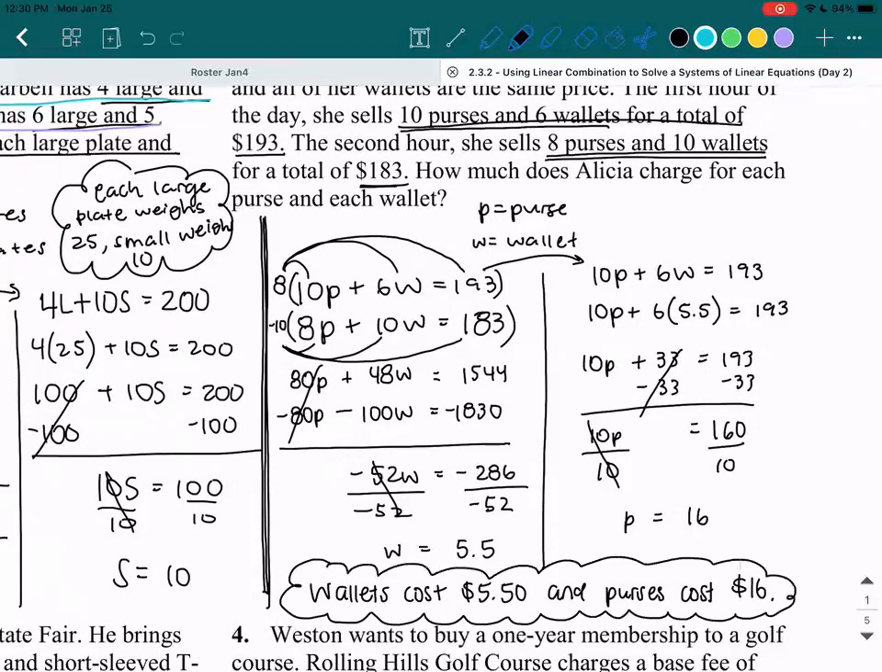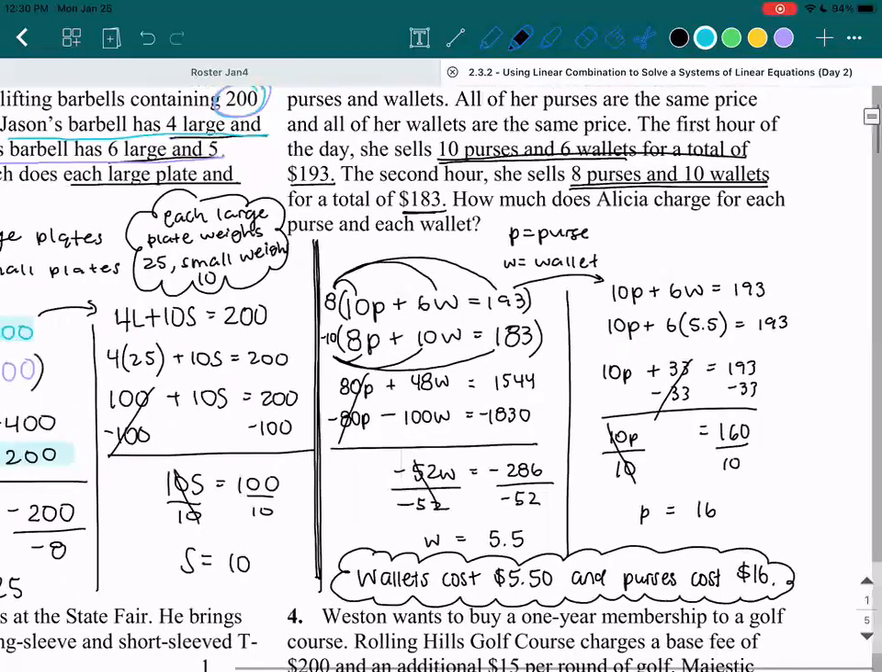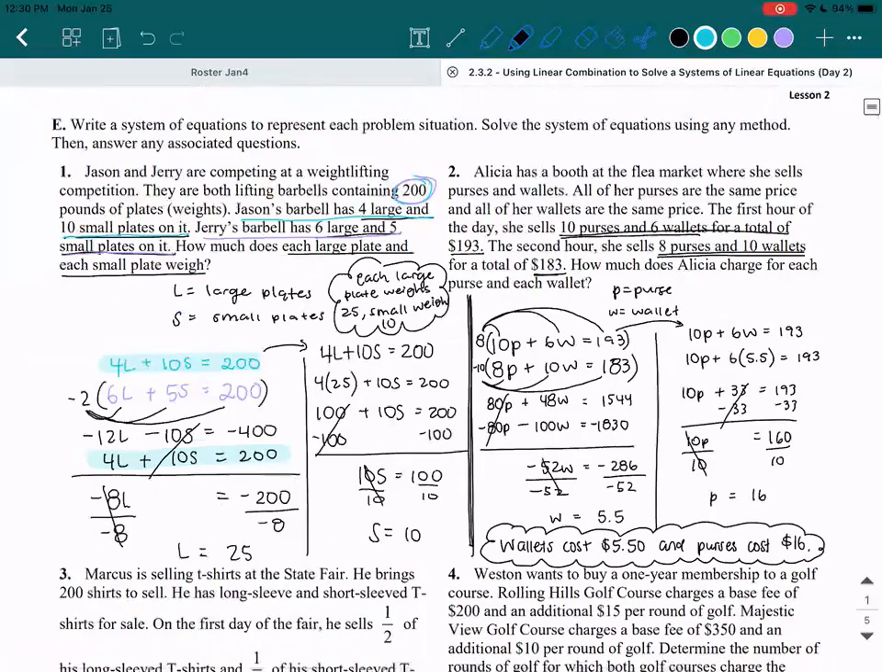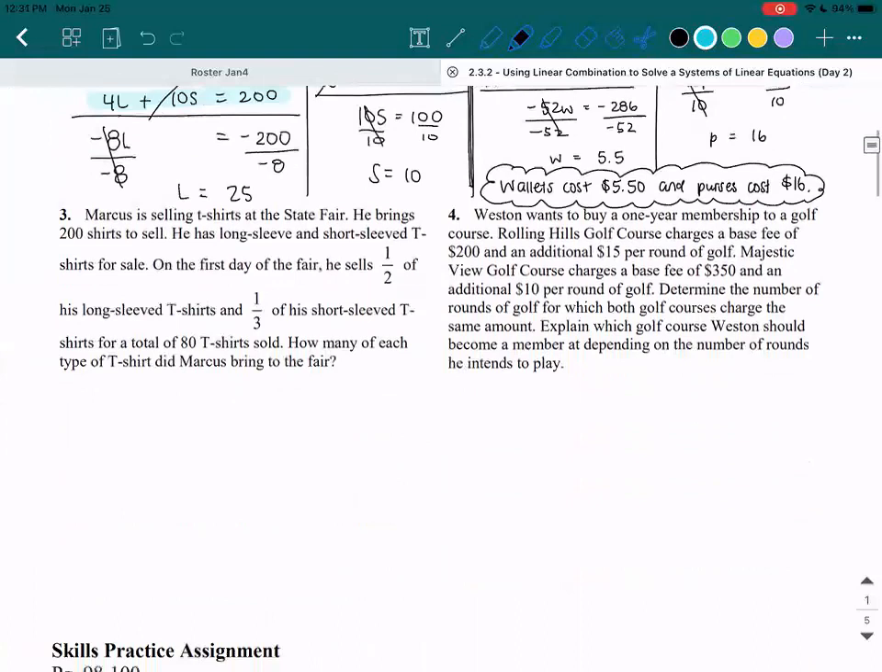All right, so let me know if you have any questions. You can always pause the video and let me know. Trying to zoom out here. Okay, there we go. Let's go on to 3 and 4.